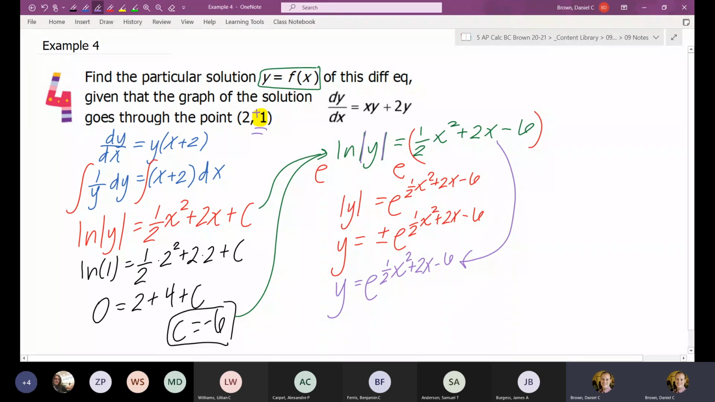How many times will the problem not give you y for that? You will always have enough information to figure out whether it is the positive or the minus from the initial condition. But how many times will it not have this? On the AP exam, they almost always have it as y equals f of x. Okay. Yes.